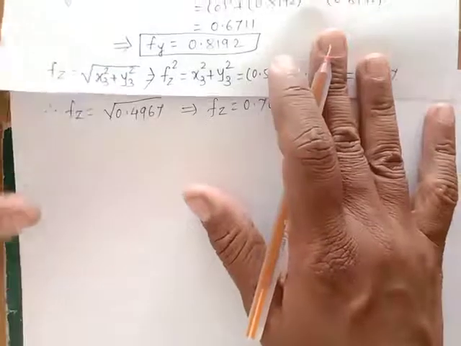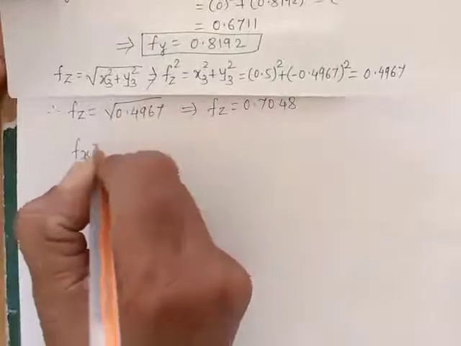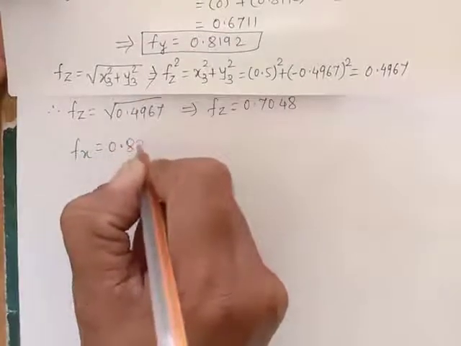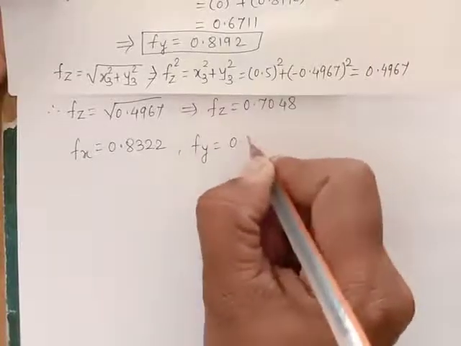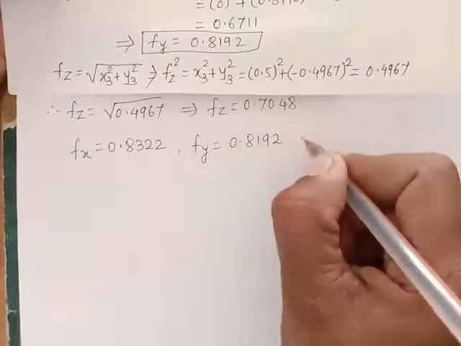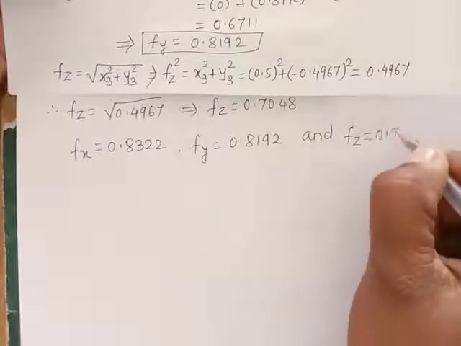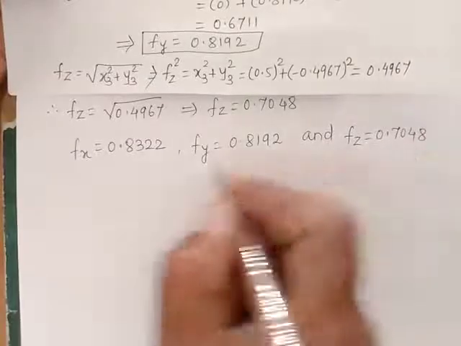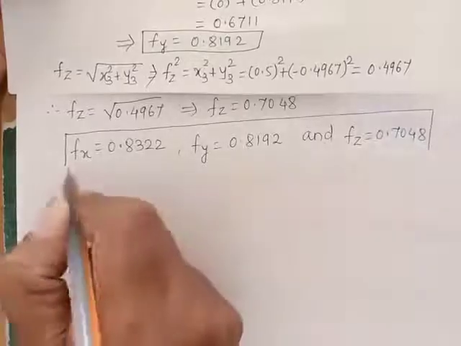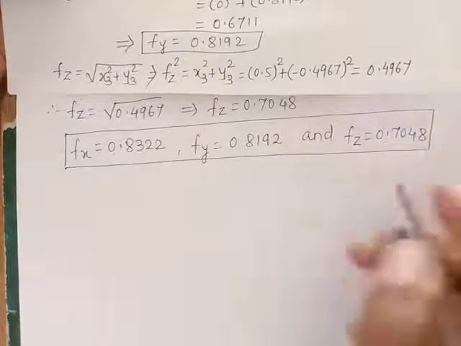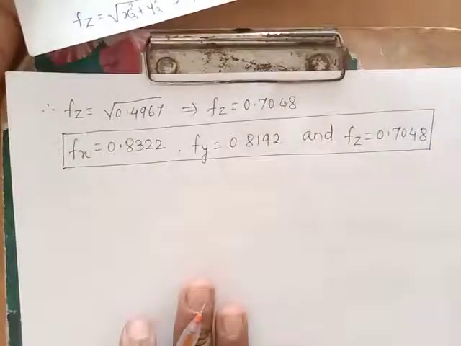Okay, so here what we get, fx is 0.8322, fy is 0.8192, and fz is 0.7048. This is the answer here. We had already determined the transformation matrix, and these are the principal foreshortening factors for it.